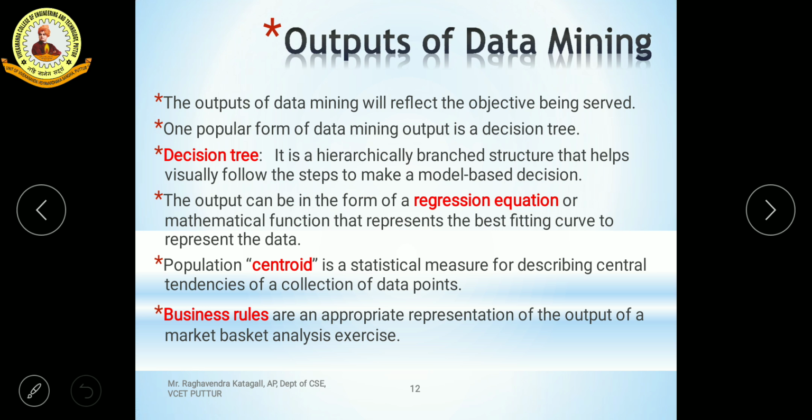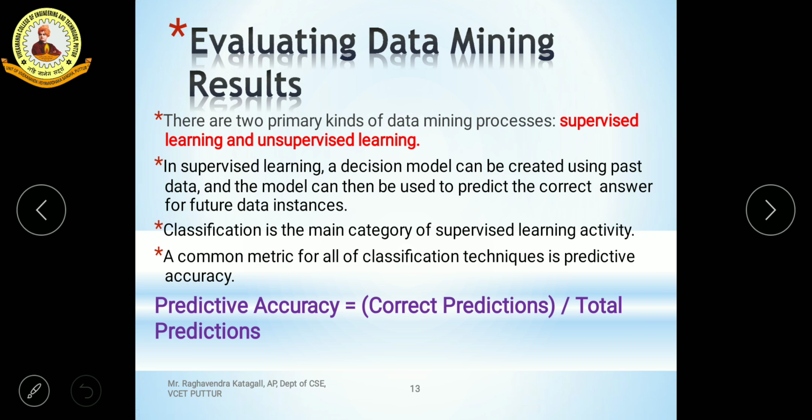There are many representations of output of data mining, and one popular form of data mining output is a decision tree. So what is a decision tree? A decision tree is a hierarchically branched structure that helps visually follow the steps to make a model based decision. So you can have a regression equation, you can have a centroid, you can have some business rules. We will discuss it one by one.